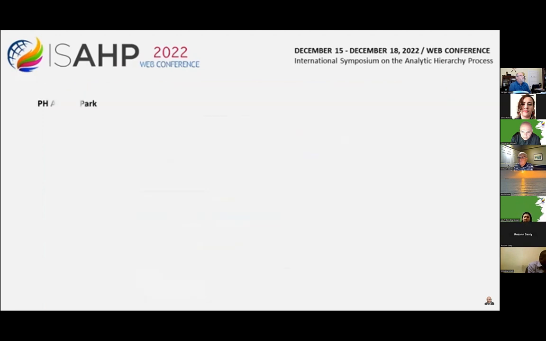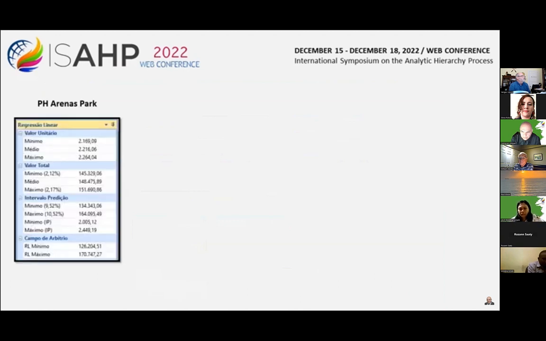Once the validity of the econometric model has been checked, the values of the properties offered are estimated. PH Arenas Park, the prediction interval, according to the ABMD NBR 14,653-2 standard that can be used to estimate prices, for this case was 134,343.06 and 164,095.49 USD. The bid price of $165,000 is above the upper limit of the range.